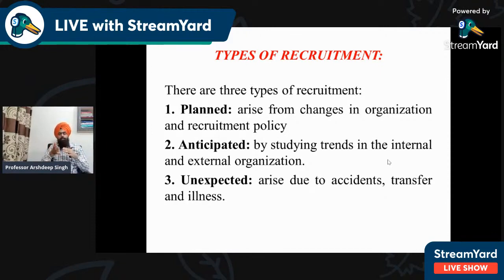So their job will be vacant, their seat will be vacant, and that has to be given to another person. So we have to do the recruitment for filling up that specific vacancy. Okay, so this is the third type, that is unexpected. The organization was not expecting that type of vacancy, but now there is a vacancy and we have to fill that vacancy, and this will be through the process of recruitment. Okay, so these are the types of recruitment.